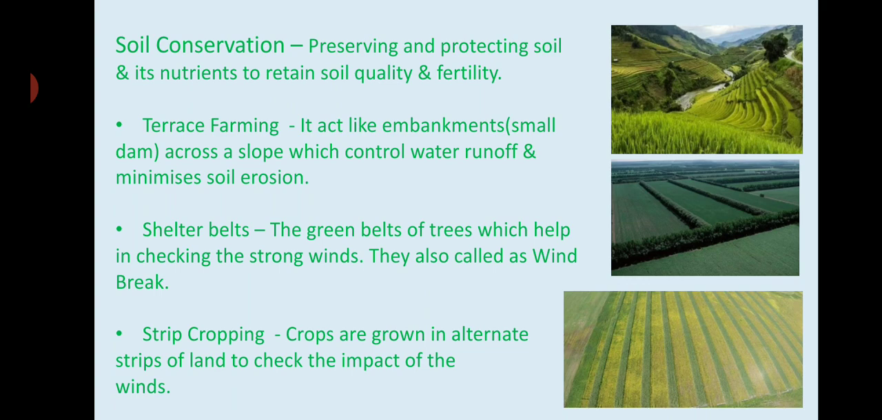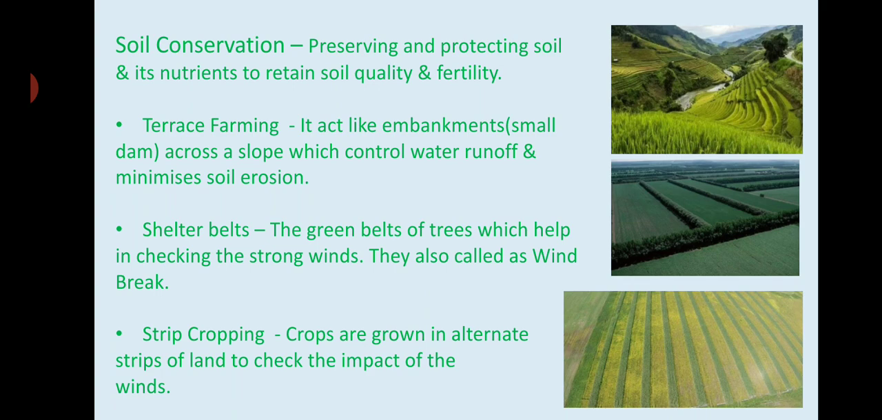Now what we see over here is that in terrace farming, it is like small embankments, a sort of steps, which we actually create along the slope, so that water may not run off very easily. And when water does not run off, the soil erosion will be less.